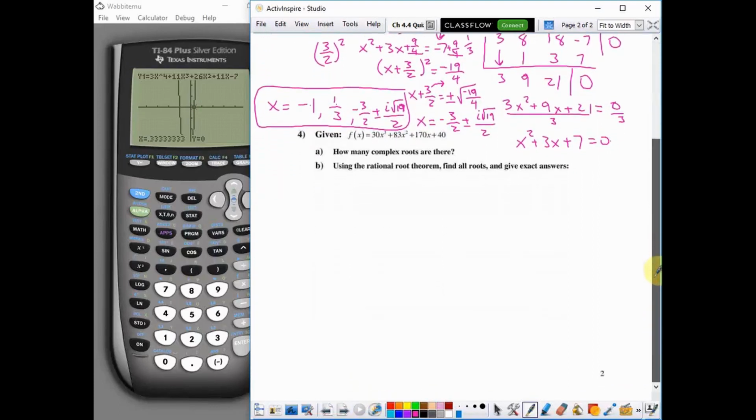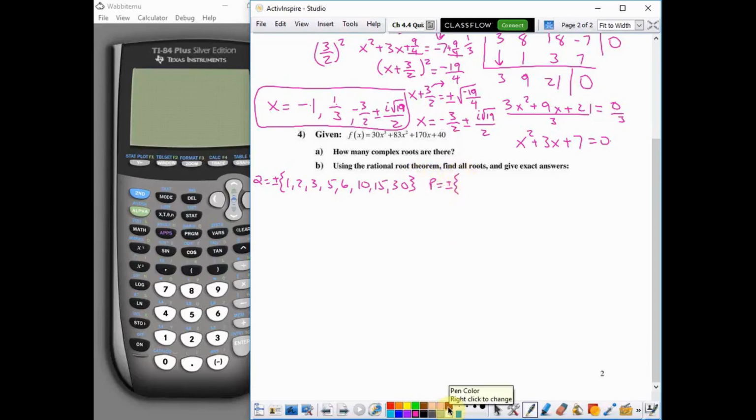And one more. Q is plus or minus all the factors of 30: 1, 2, 3, 5, 6, 10, 15, and 30. And P is plus or minus all the factors of 40. 1, 2, 4, 5, 8, 10, 20, and 40 are all the numbers that go into 40.